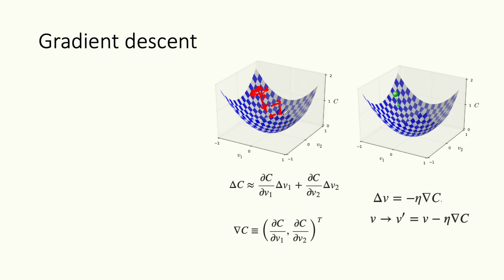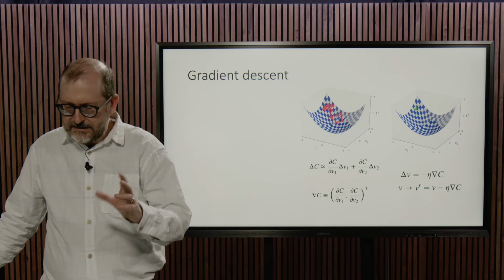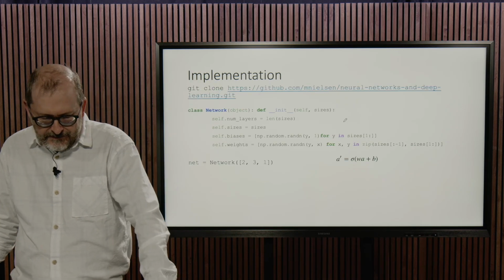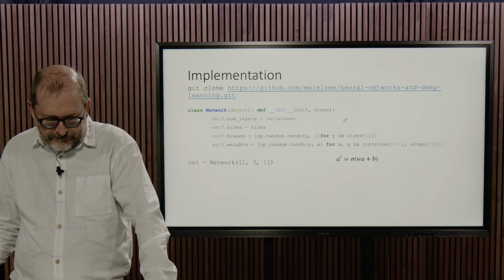And actually, you're not going to exactly use gradient descent. If it's a very large network, you might do something called stochastic gradient descent, but that gets a little bit more advanced.